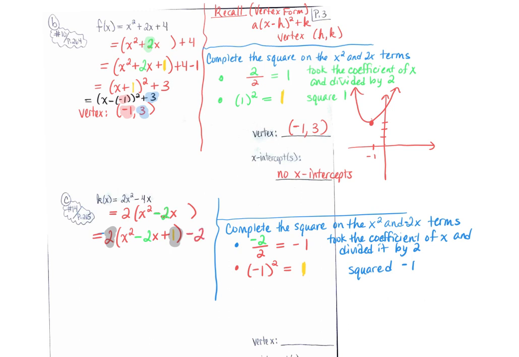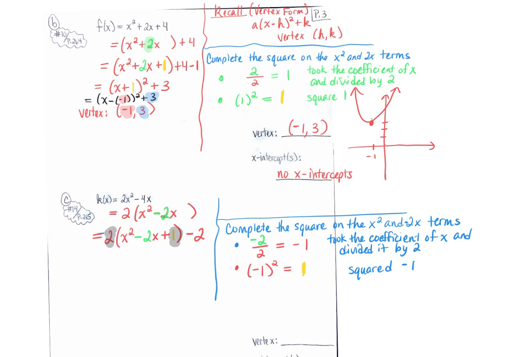Wait, why are you subtracting? You want to explain why we're subtracting 2? Because within the parentheses, very good. That was a great explanation. Because in parentheses you have this 1, but you're really multiplying everything in parentheses by 2. Because you're multiplying everything by 2, that means you're really putting in a plus 2 here. And because you want to remain balanced, you have to subtract 2. So that's why you're subtracting 2.